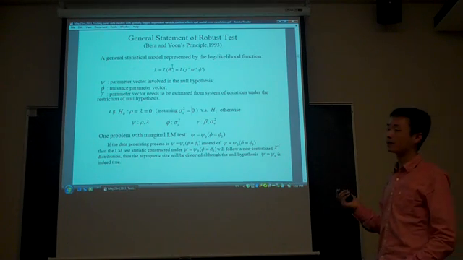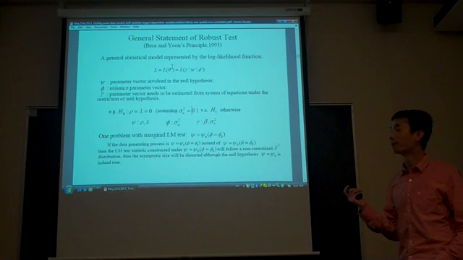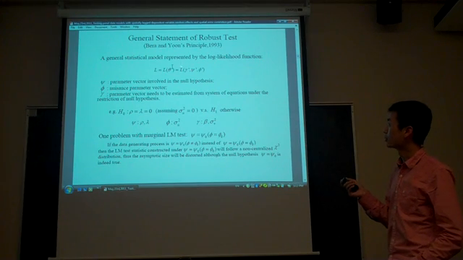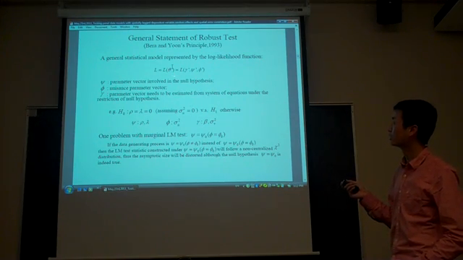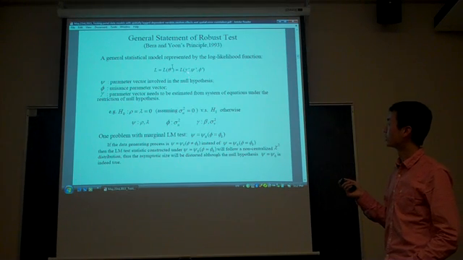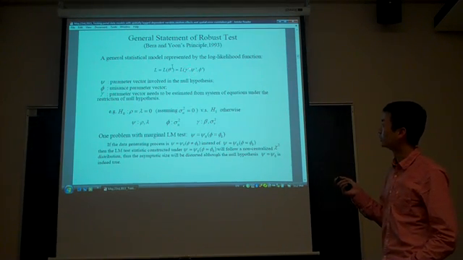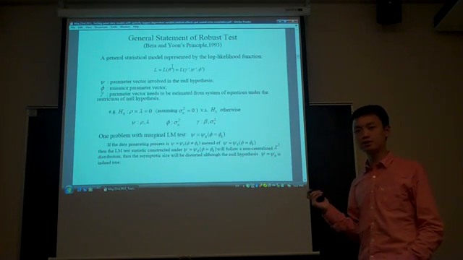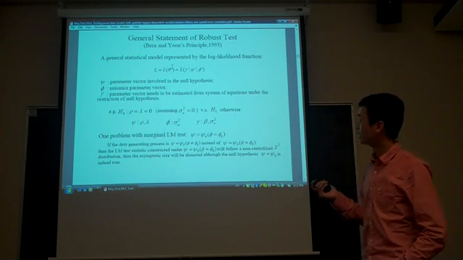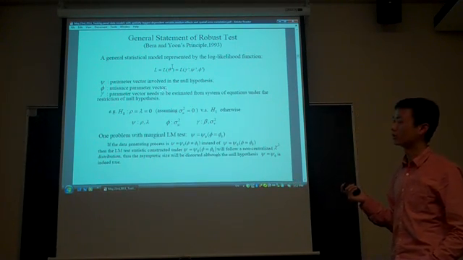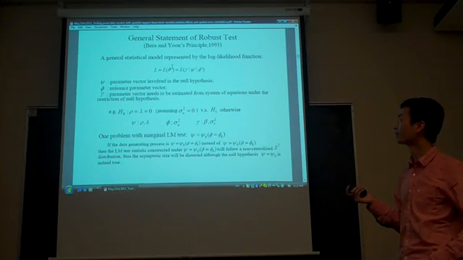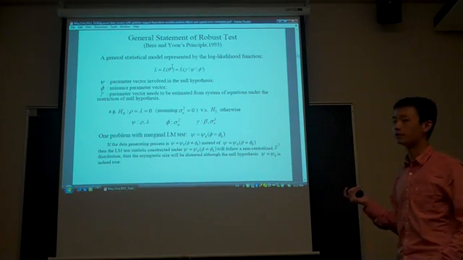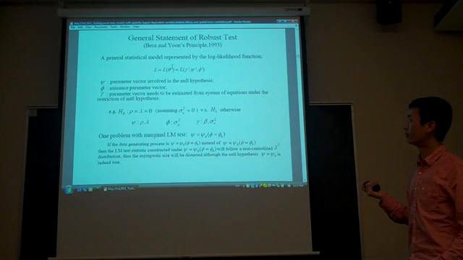And the general statement of robust test, that is also called the Bera and Yoon principle, is that if we have a model which can be captured by this log-likelihood function in terms of this parameter vector theta here, we can decompose it into three parts, gamma, psi, phi, which can all be vectors. And the psi here is the parameter vector that is involved in the hypothesis. And phi is a nuisance parameter about which we have some pre-knowledge. And gamma here is a parameter vector we need to estimate from the restricted system of equations.